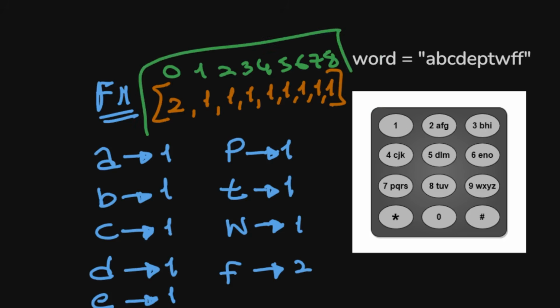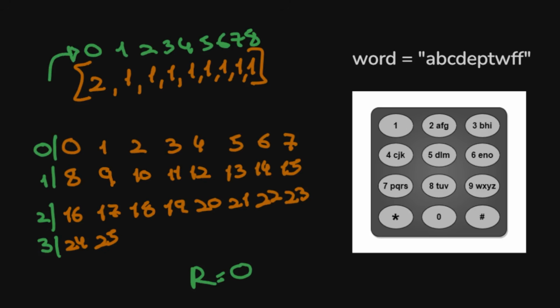So now we have this array where indices correspond to unique characters. For example, here we have 9 unique characters: A, B, C, D, E, P, T, W, and F. So how many unique characters do we have as a maximum? Well, the number of lowercase English letters, right? 26. So we can split this in blocks of 8, same as what we did in part 1.